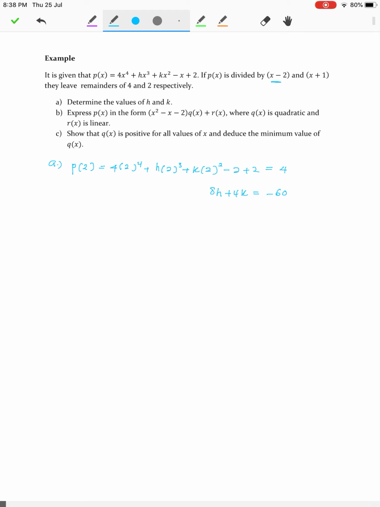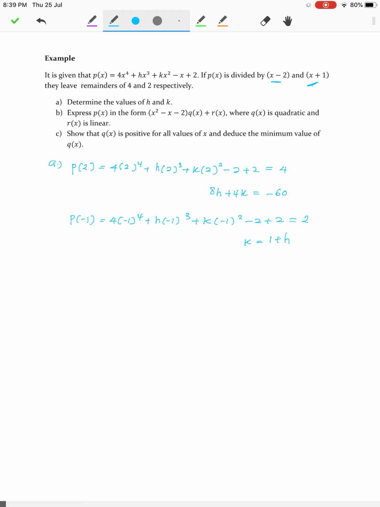Now we repeat the same process for the other factor. We substitute x = -1 so that the thing vanishes. So p(-1), x equals -1, we substitute here. Just repeat the same process with a different value of x. This one will be equal to 2. Doing that, you will see that eventually k = 1 + h.